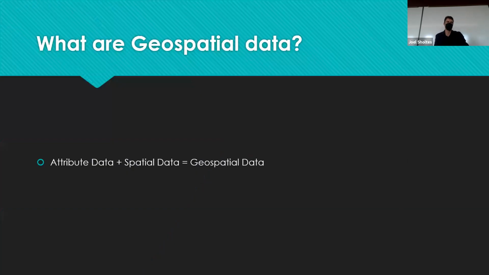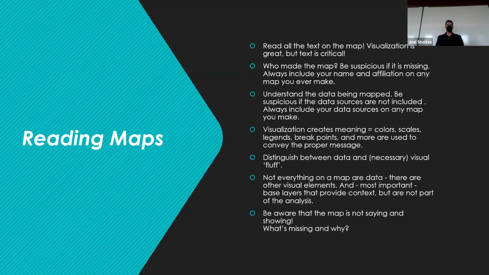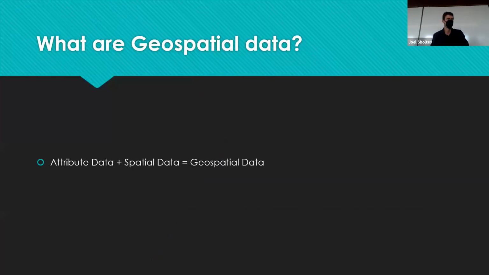And then I think this is the last point, be aware of what the map is saying and showing and what might be missing. And that's kind of checking the color scheme, checking the legend. What are we showing and what are we not showing? And are the data being presented in a way that's reasonable?